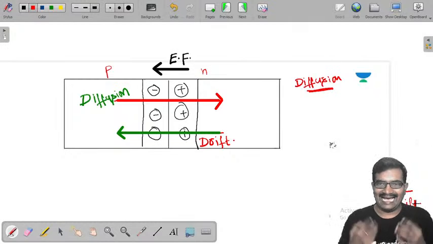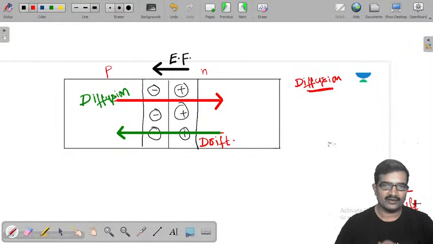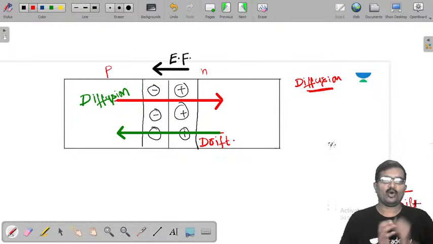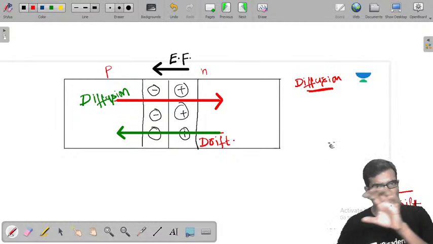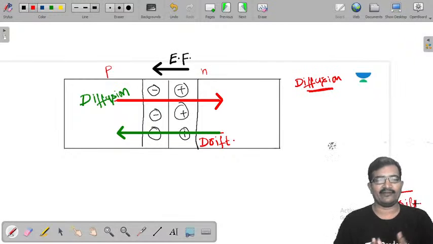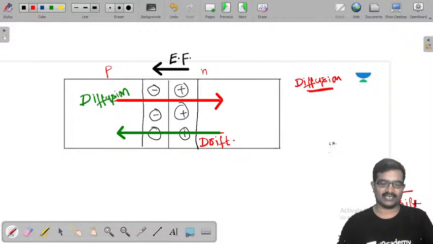And again we observed there is a concentration gradient in the semiconductor. Due to that concentration gradient, diffusion movement of carriers takes place. It means holes will move from P region to N region, and electrons will move from N region to P region. This is the second level of diffusion. The first level of diffusion is already completed, and because of that you got the diffusion current here.